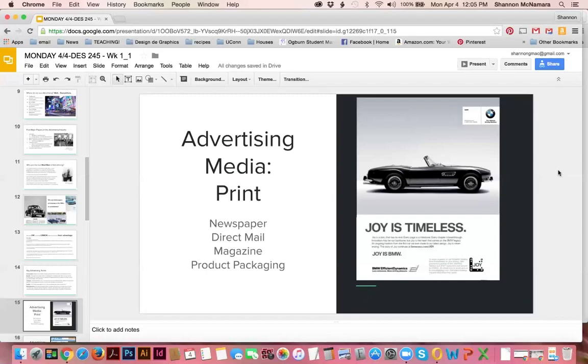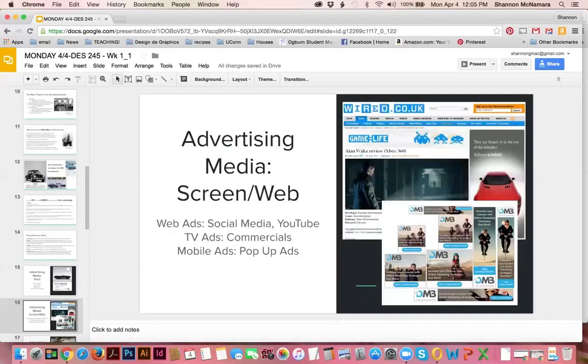The way the packaging for a product has been designed, there is a marketing team behind that, because their product is on the shelf with many others and they want you, the consumer, to pick theirs. So there is a ton of decision making that goes into product packaging. Now, the one we probably see the most of these days is advertising on the screen and web.